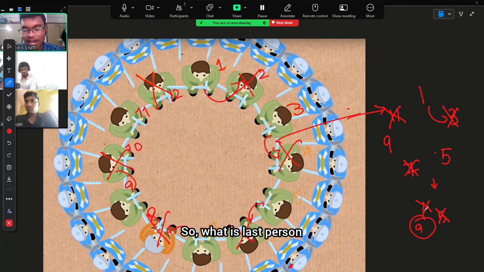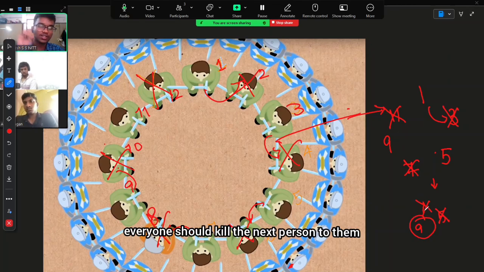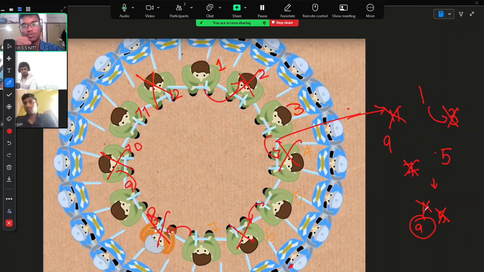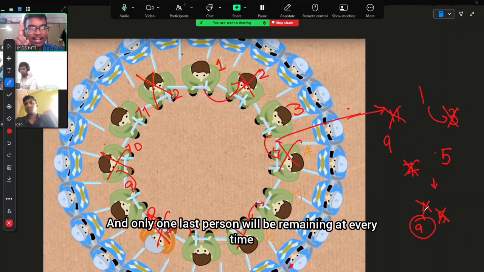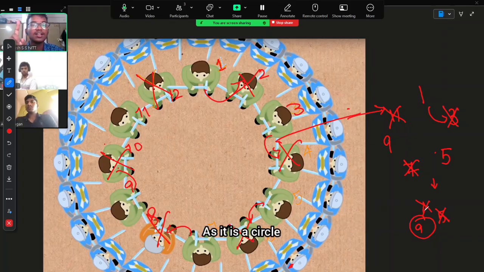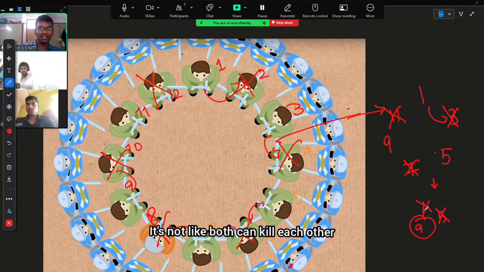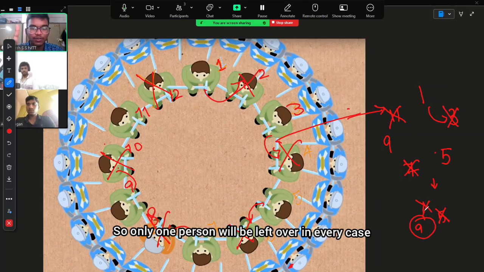So the problem is that everyone should kill the next person to them. One will kill in a circular manner again and again, and only one last person will be remaining at the end. As it is a circle, if someone is killing you, it means one of them is left over. It's not that both can kill each other. So only one person will be left over in every case.